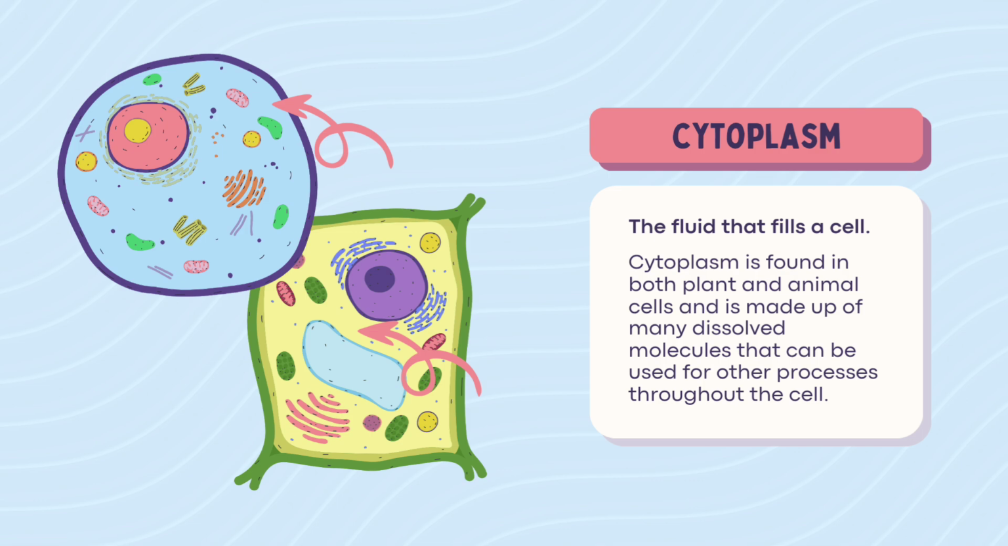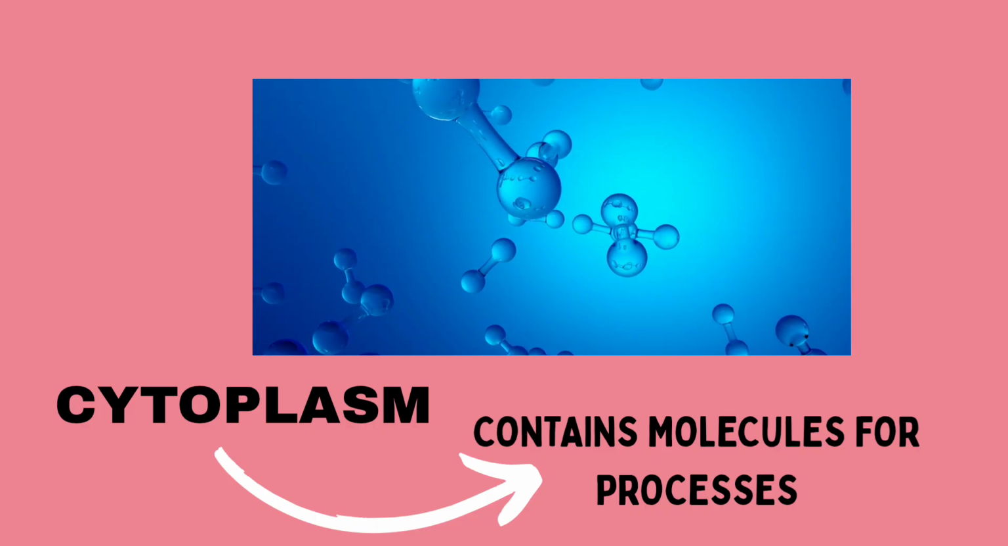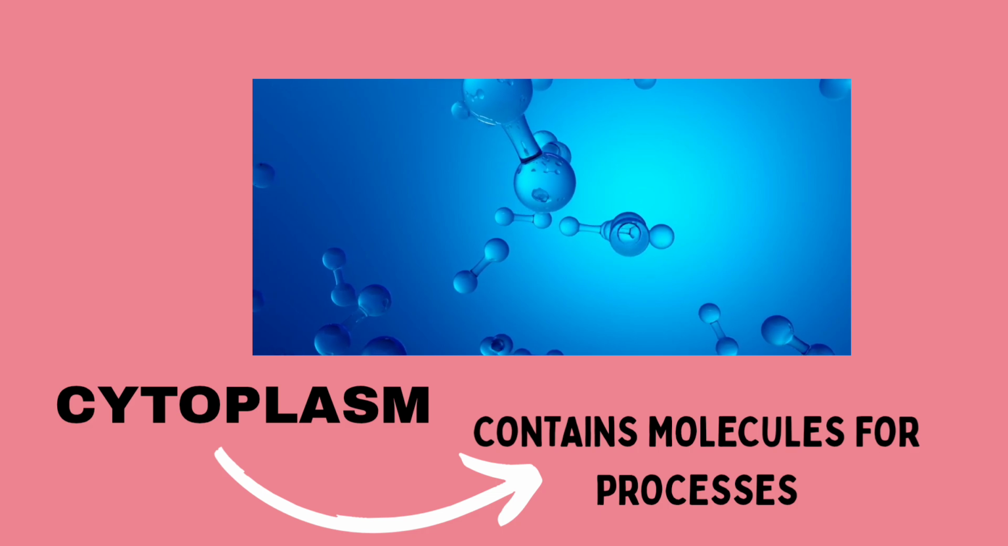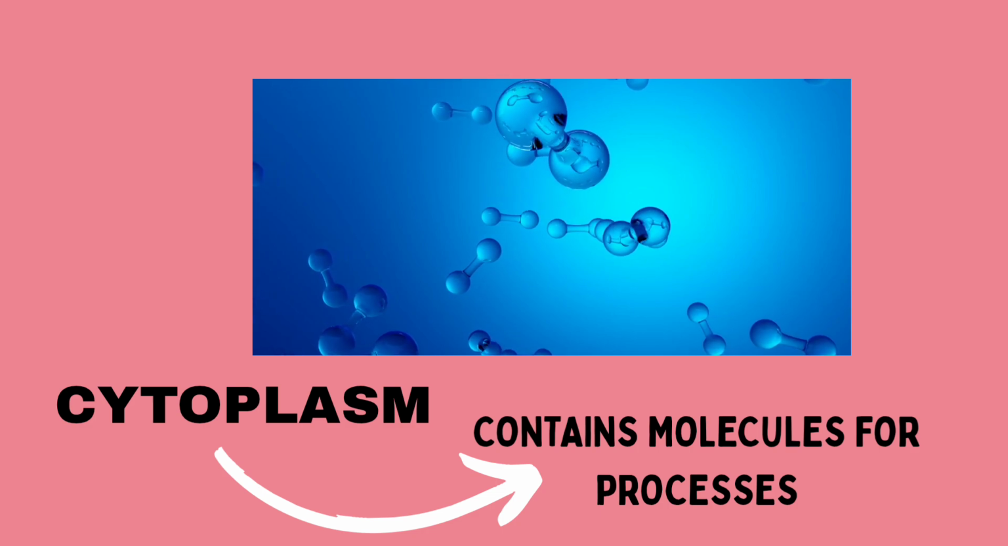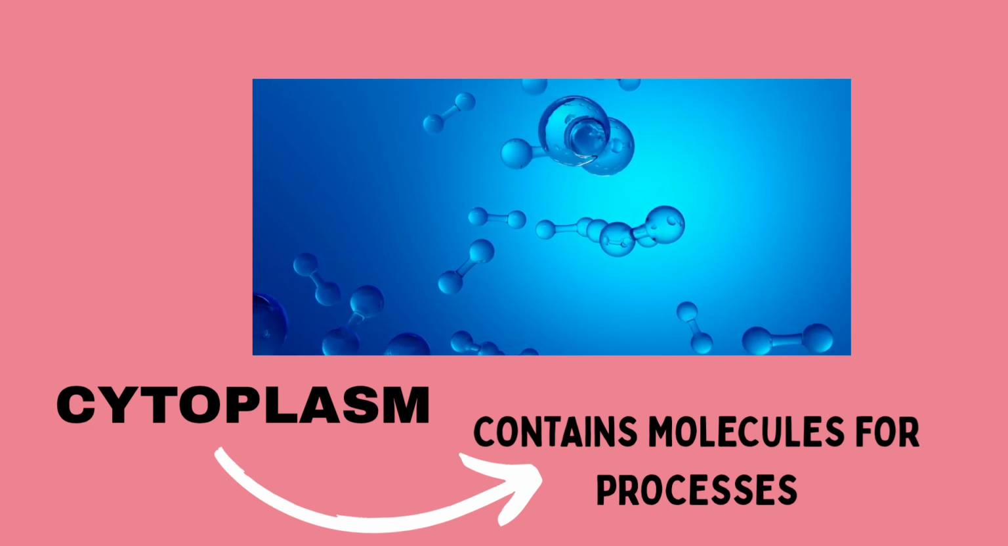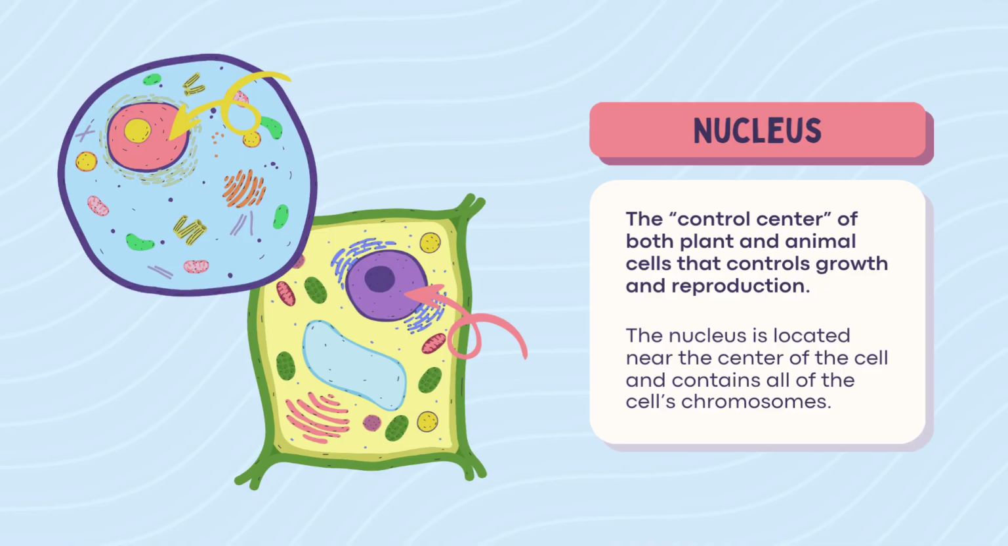Next is cytoplasm, the fluid inside the cell. Cytoplasm, the fluid that fills a cell. Cytoplasm is found in both plant and animal cells and contains many dissolved molecules. These molecules are used for chemical reactions, transporting nutrients, and helping organelles move around. Think of it like a jelly-like soup that keeps everything floating and working properly.